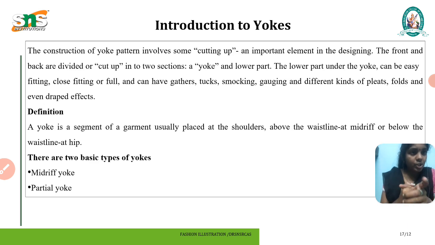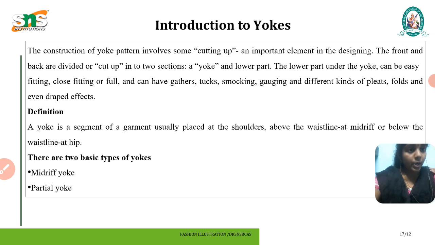Next one is gauging and different kinds of pleats. So we can create different pleats: box pleat, pinch pleat, knife pleat, inverted pleat. There are different types of pleats, so we can use different pleats. And folds, so that we can create folds, and even a draped effect, so we can create a draping effect using these yoke portions.